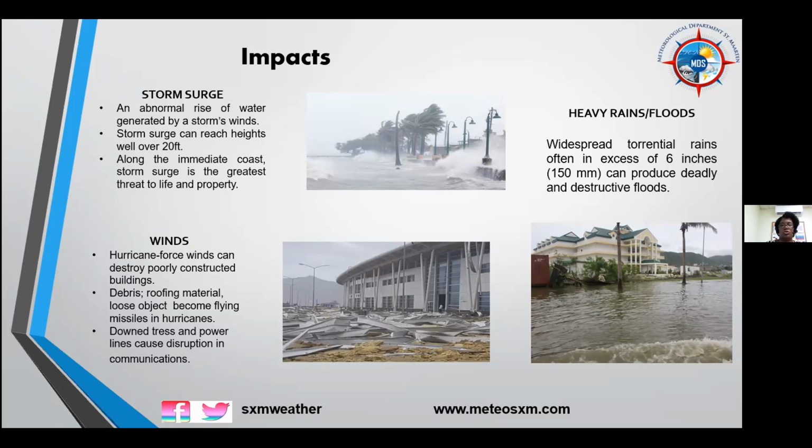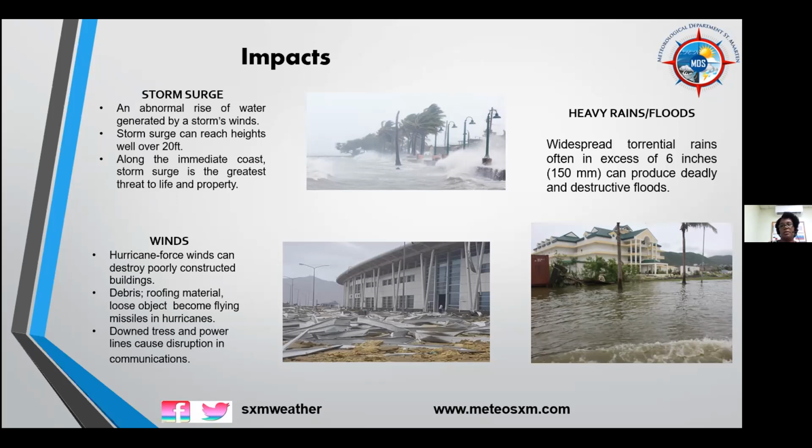We have the destruction of the winds. This photo was taken near the airport, Juliana, on the very morning after Irma. You can see the destruction that the winds can cause. We are all familiar with that, where roofs can be damaged and loose things become missiles, downed power lines, and disruption to our life.